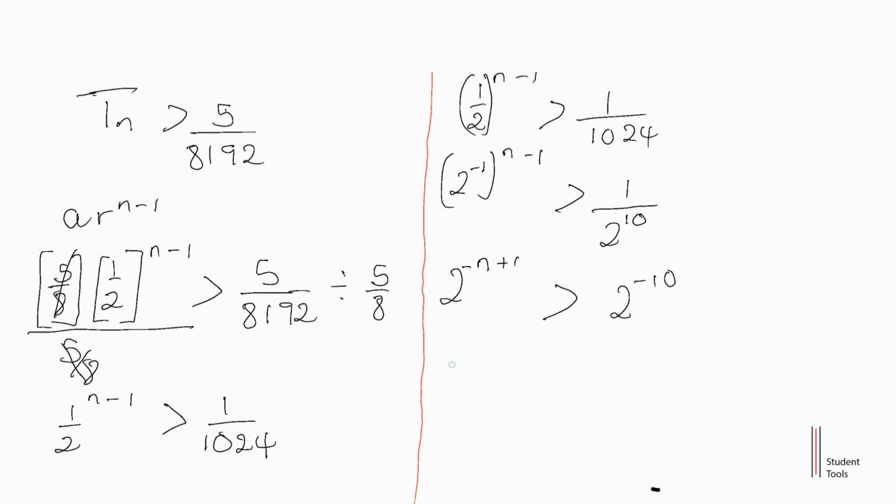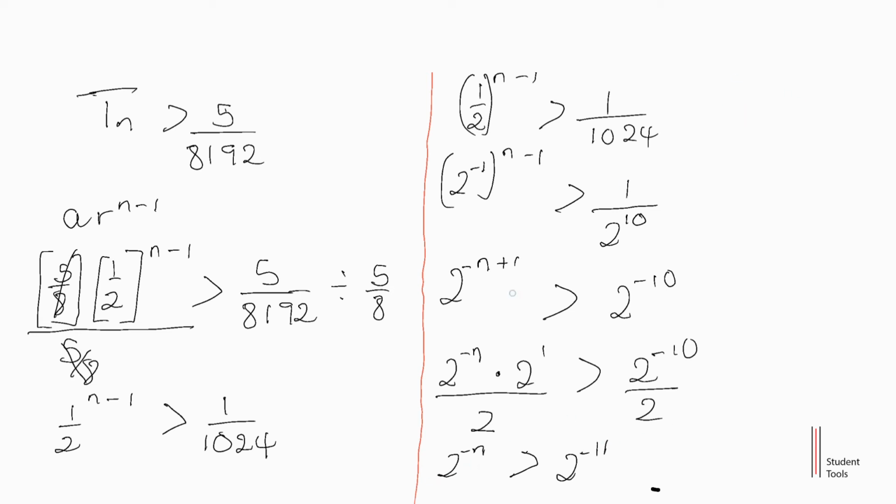So now let us expand this. So this is 2 to the power -n multiplied by 2 to the power 1 greater than 2 to the power -10. And to solve this, we will divide by 2 both sides. So we have 2 to the -n greater than 2 to the power negative 10 divided by 2. So it is 2 to the negative 10 minus 1. So it's 2 to the power negative 11. So now we have this negative n greater than negative 11. So we will divide by negative 1 both sides. And when we divide with the negative 1, the sign changes. It flips the other way. So n is less than 11.